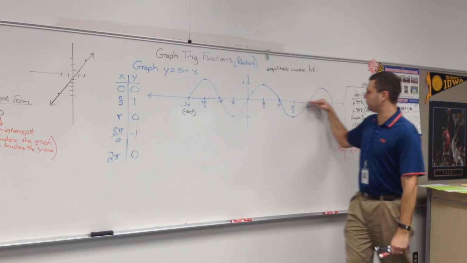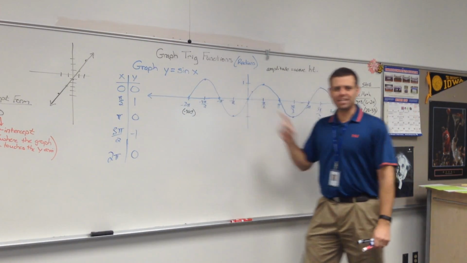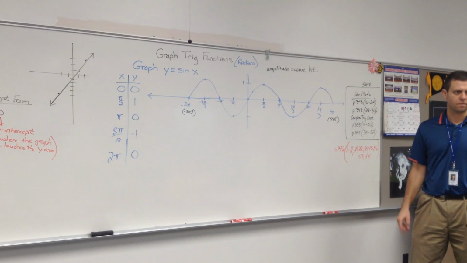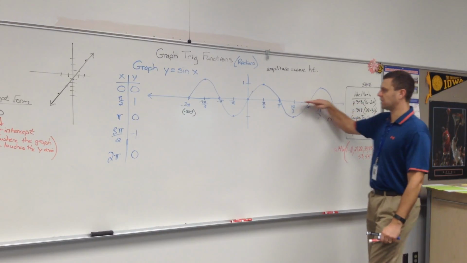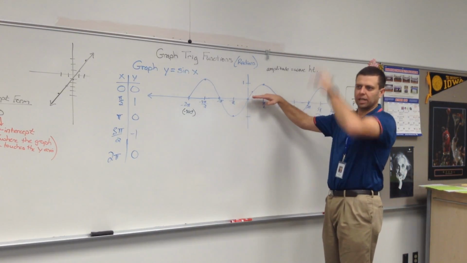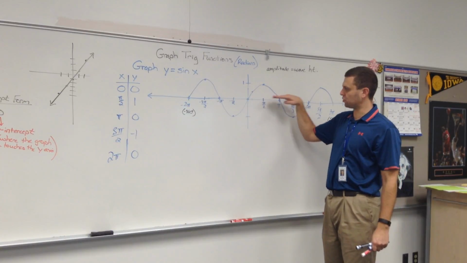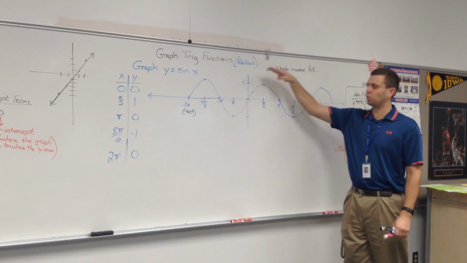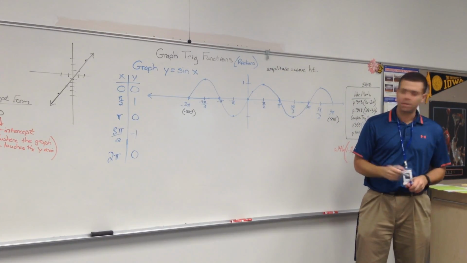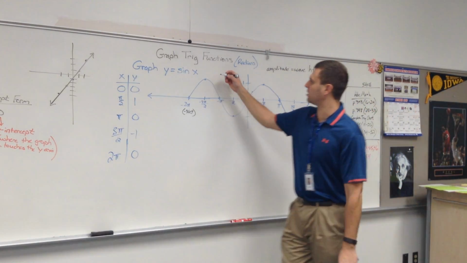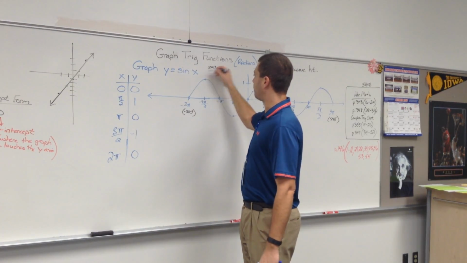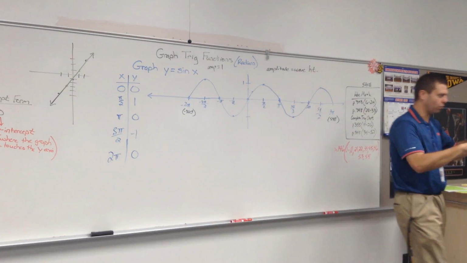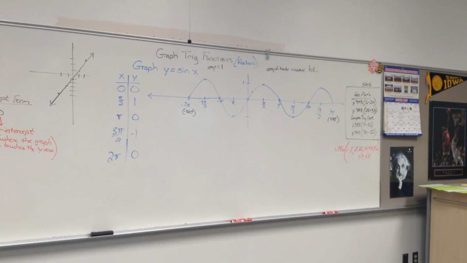Because this is level, what is the height of this wave? 1. Because if this is level, how far above level does the wave get? 1. If this is ground level, or water level, how far above water level does the wave get? 1 in this case. So the amplitude for your sine curve, for this graph, is 1, because it only goes 1 unit above what we call level water.